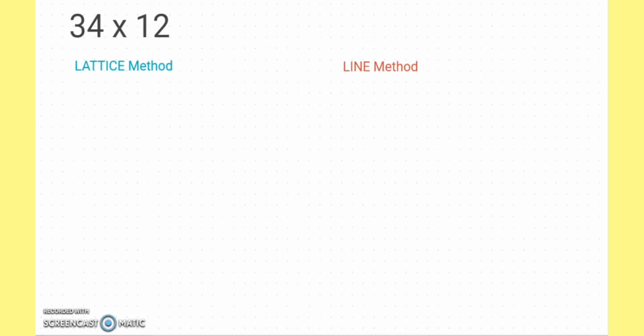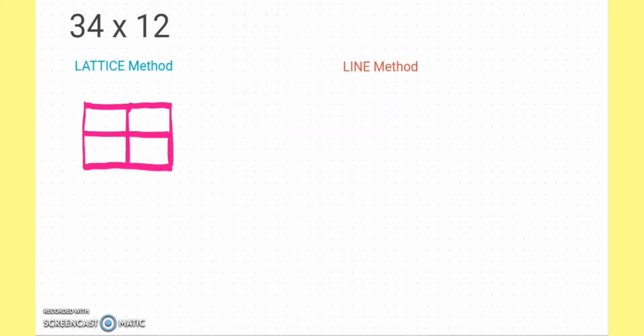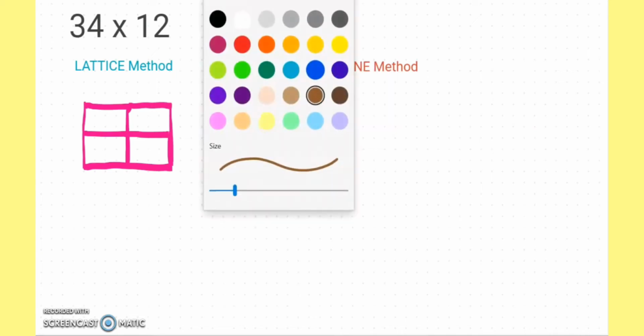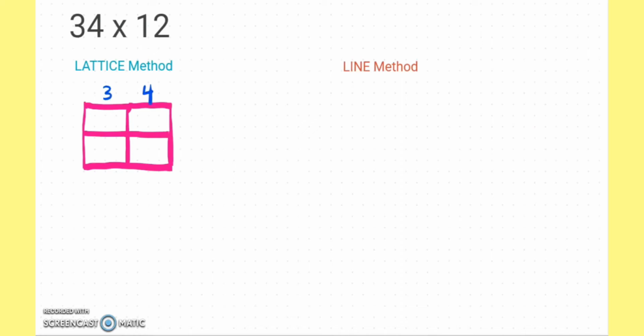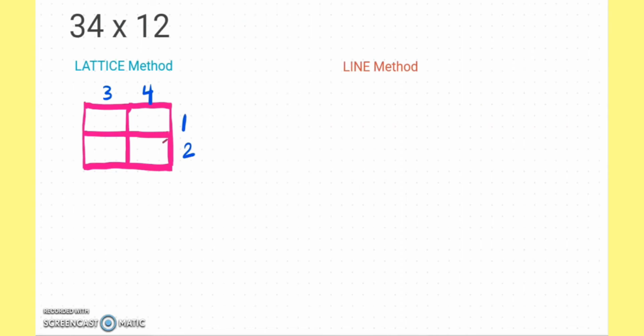So for the lattice method, we have 2 digits of the multiplicand, that means 2 columns, and then 12 as our multiplier, which has 2 digits. That means we have 2 rows in our table. We have a 2 by 2 table. Now let us place our digits. We have 34, that's 3, 4, and 12. So that's 1, 2. And again, let's not forget to draw diagonal lines on each of the cells in our table.